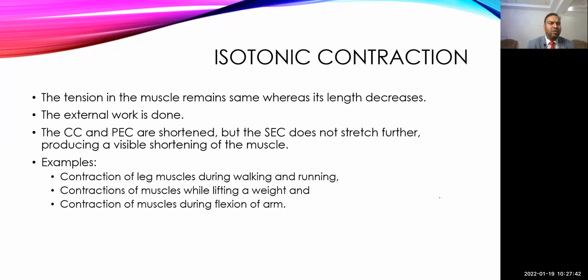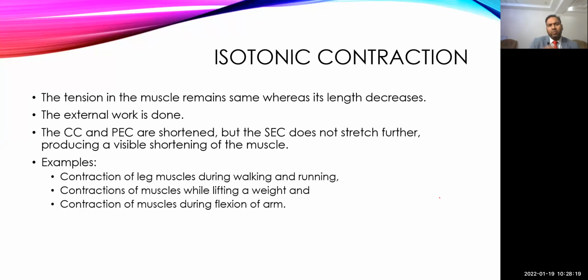Then come to the isotonic contraction. Here the tension remains the same, but the length keeps changing. As the length is changing, it brings about external work done. Here both the contractile component and the parallel elastic component are shortened, while the series elastic component remains the same. Examples: lifting any object, walking, running, or flexing your arms. Any muscle contraction which can cause movement is an example of isotonic contraction.